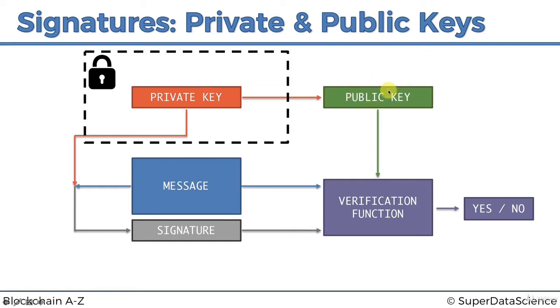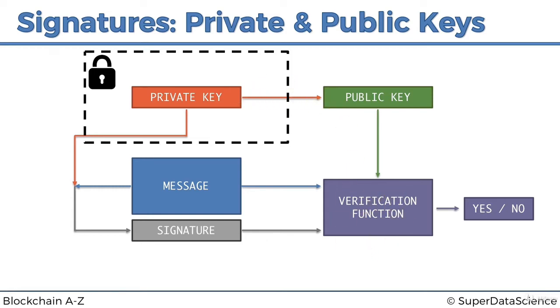But the public key is used, and this function is designed in such a way that through the public key, you are able to perform this verification. You're able to say if this signature for this message was indeed from the private key which generated the public key. So even though this link is not reversible, it does allow for this to work properly.